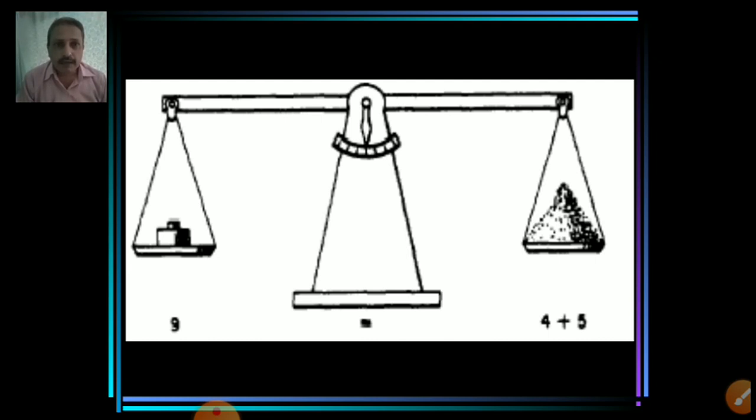Yes. You've seen these things in the market. Yes, goldsmith, Sony Bazaar. What is the use of this instrument? Yes, for weighing things. Very nice. You are so clever. Very good.